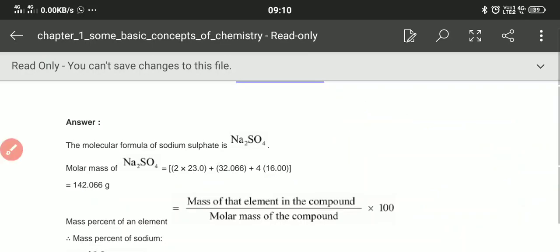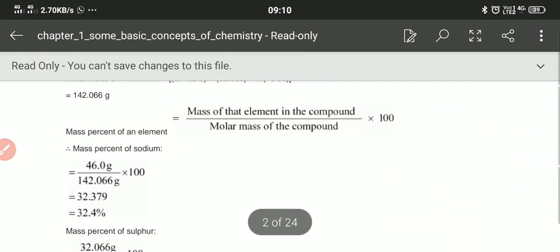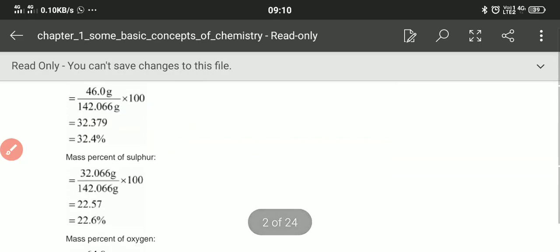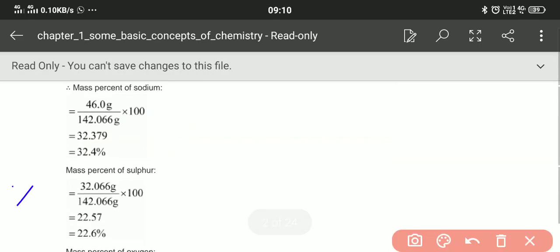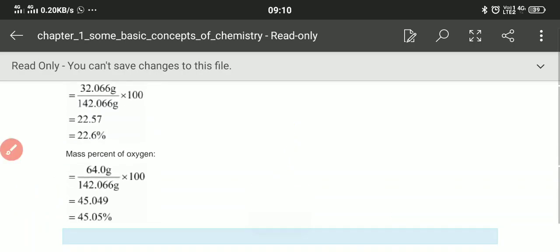So mass percentage of sodium, Na. The mass of sodium is 46, since 2 Na are present. So 46 divided by total into 100, we get 32.4%. Same way for sulfur, percentage of sulfur is equal to mass of sulfur, that is 32, divided by total mass into 100. Same way for oxygen, 64 divided by total into 100.